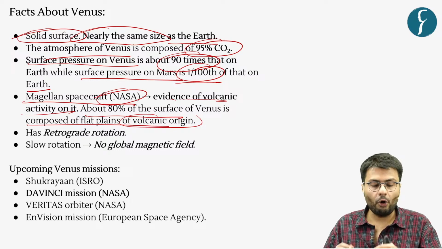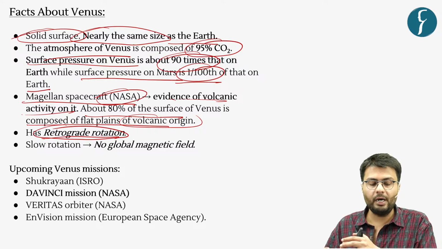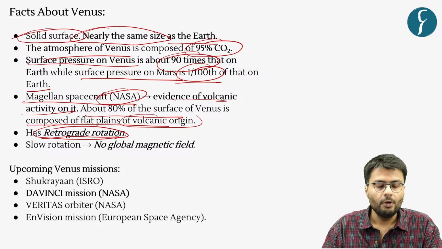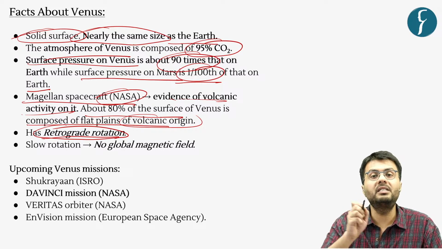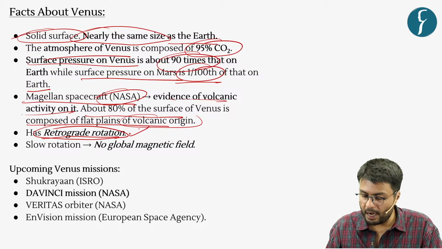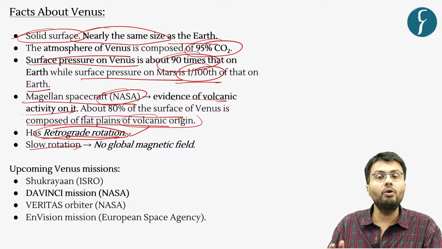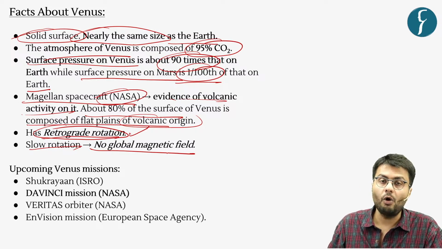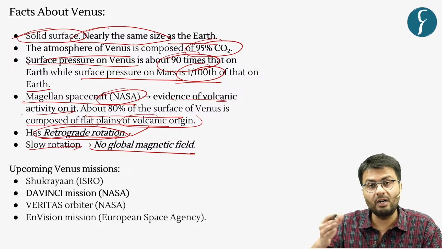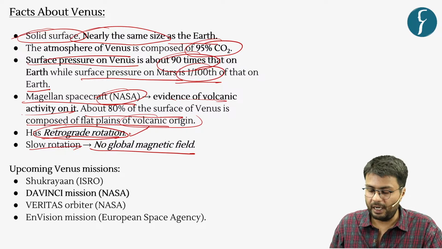Also, it is important to note that Venus has what you can call a retrograde rotation, which means Venus spins in the direction opposite to the direction it orbits the sun. So this is what retrograde rotation is all about. Further, due to the slow rotation of Venus, there is no global magnetic field on Venus, which is quite drastic as Earth has a significant magnetic field.